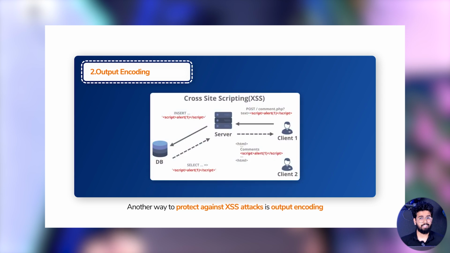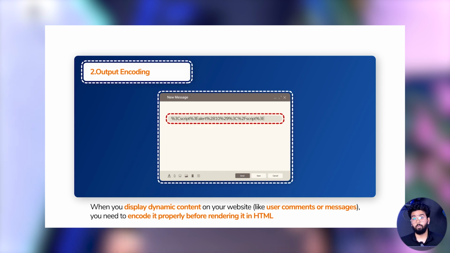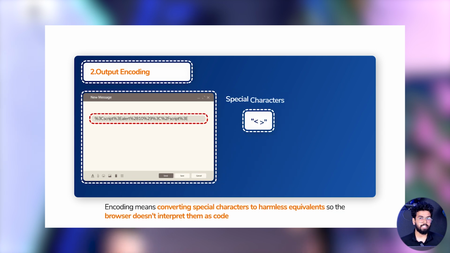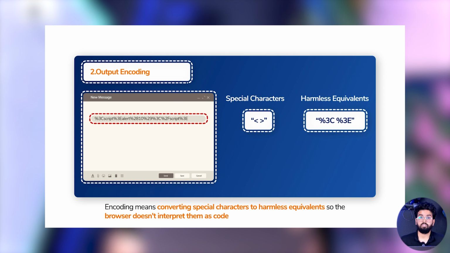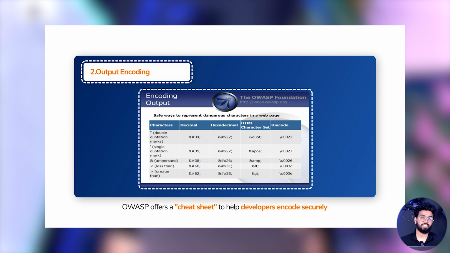Second one being output encoding. This is another way to protect against XSS attacks. When you display dynamic content on your website, like user comments or messages, you need to encode it properly before rendering it in HTML. Encoding means converting special characters to harmless equivalents so the browser doesn't interpret them as code. Encoding ensures that script tags in a user's submission show as ordinary text rather than being executed as scripts. OWASP offers a cheat sheet to help developers encode securely.